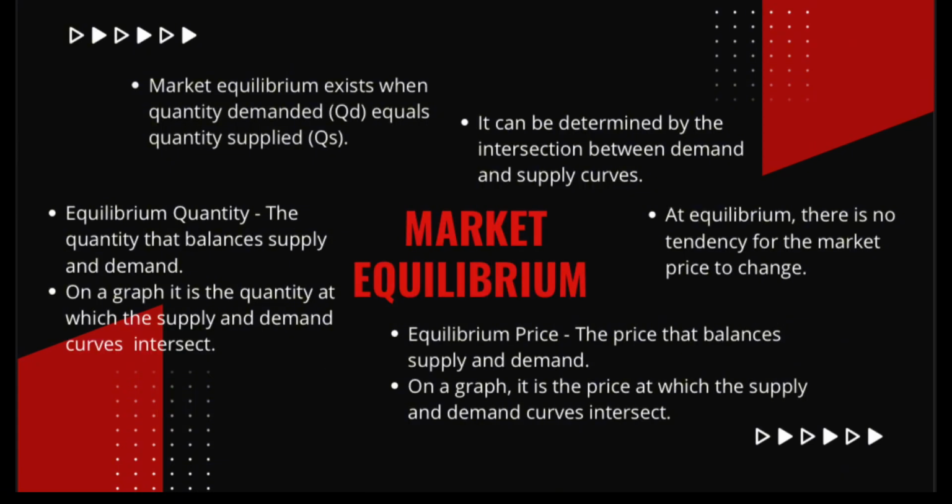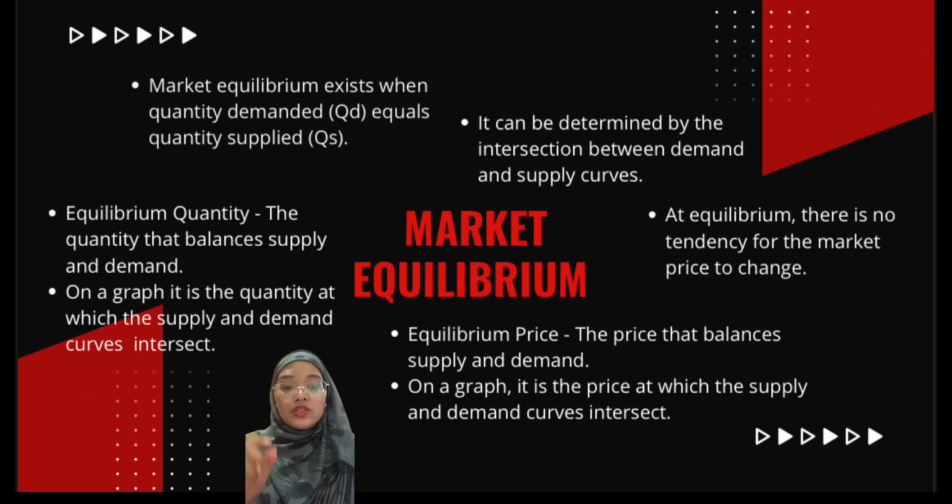Next point is market equilibrium. Market equilibrium exists when the quantity demanded QD equals the quantity supplied QS. It can be determined by the intersection between the demand and supply curves. At equilibrium, there is no tendency for the market price to change. There are two types of equilibrium. First of all is the equilibrium price. Second is the equilibrium quantity. The price balances supply and demand, and the quantity is the quantity that balances supply and demand.